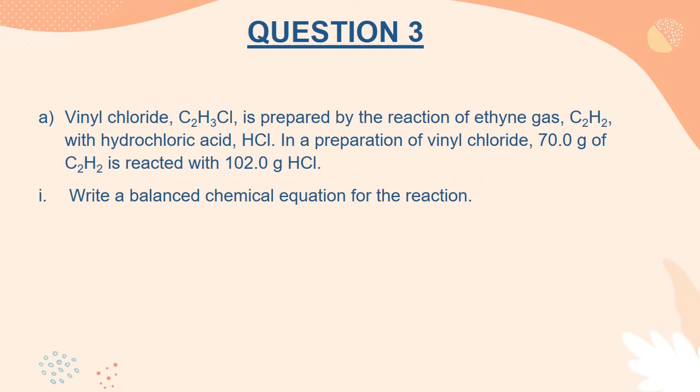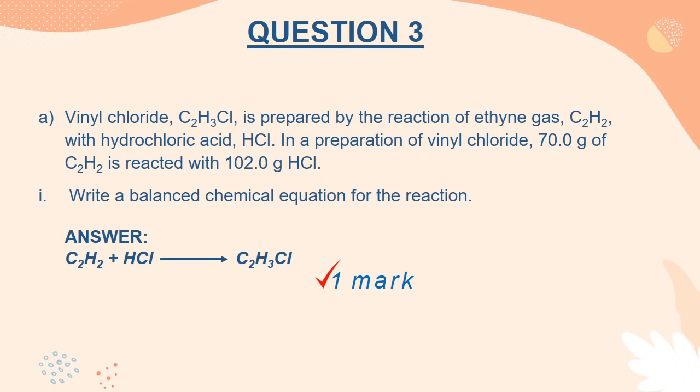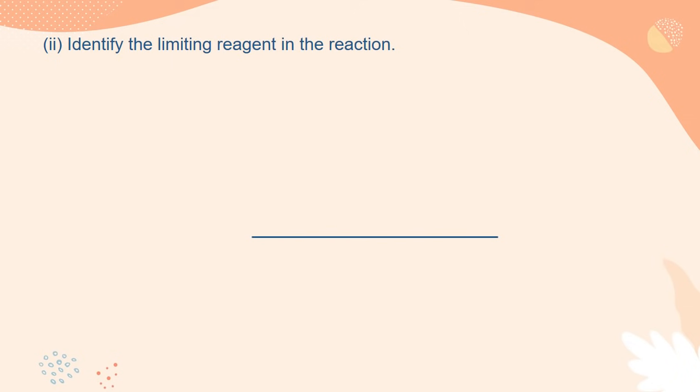We start with question number 3A. Vinyl chloride is prepared by the reactions of ethane gas with hydrochloric acid. In the preparations of vinyl chloride, 70 grams of ethane gas is reacted with 102 grams of HCl. Write a balanced chemical equation for the reaction. So, from the question, we know ethane gas react with hydrochloric acid to produce vinyl chloride. So, this is the answer. 1 mark for complete balanced equation.